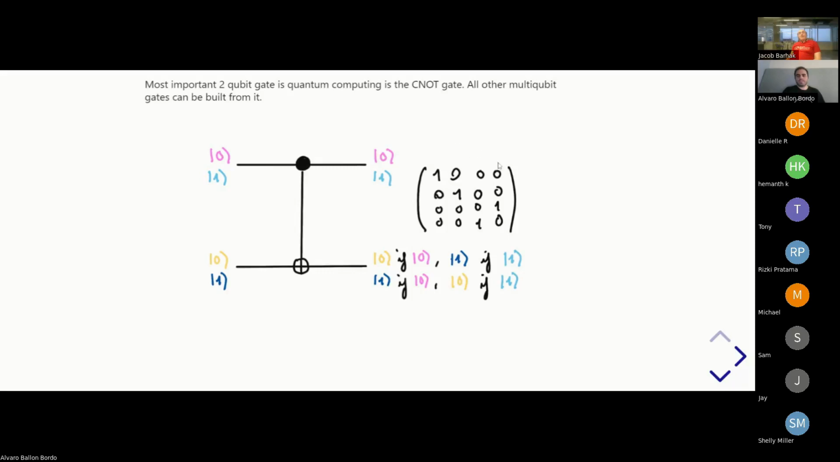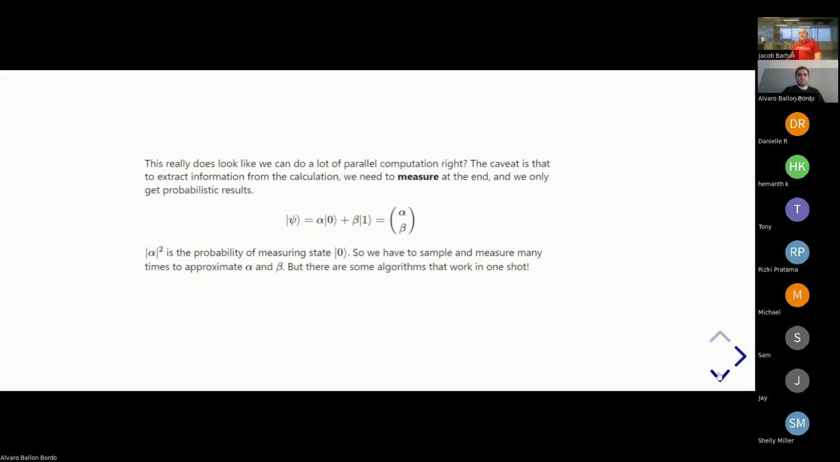And this can be represented again as a matrix. Okay, so this operation again is a matrix with determinant 1. Okay, so then let's go to the question that Jacob was asking.